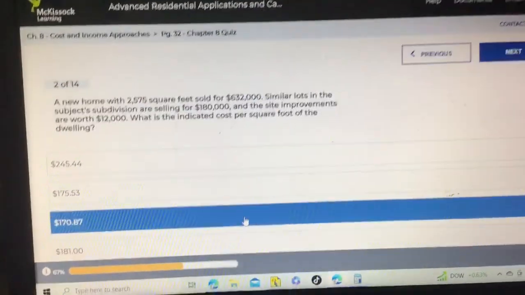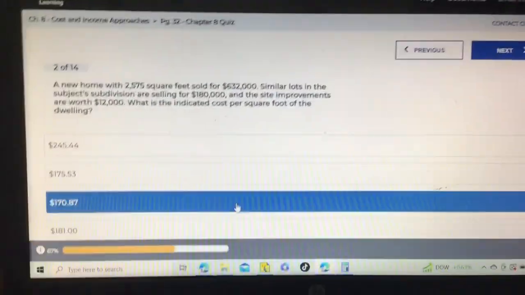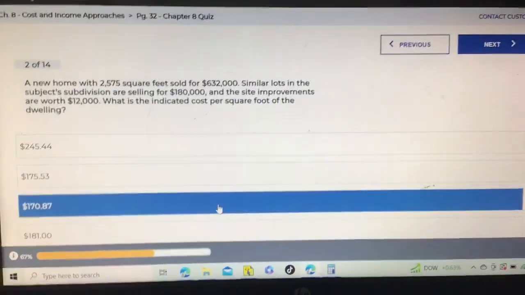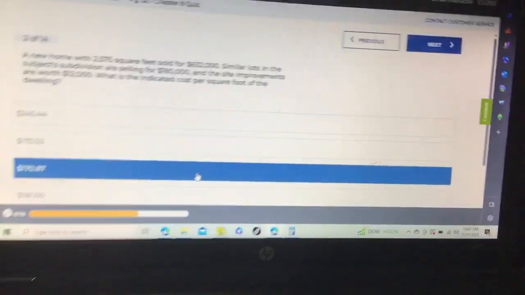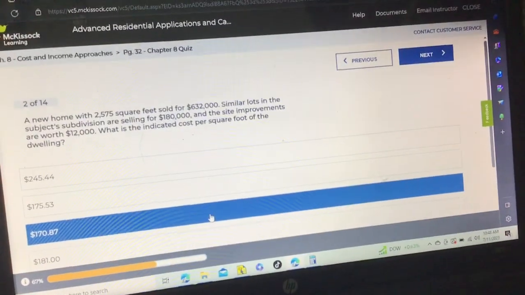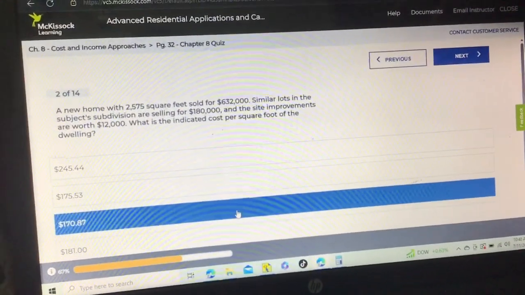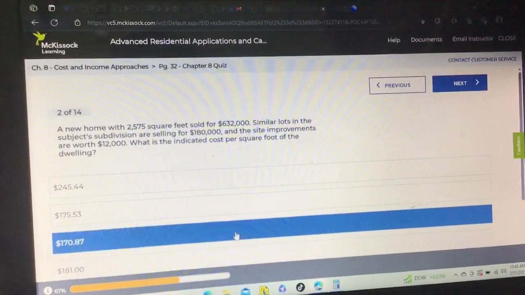So the takeaway on that one is this one only has 3 phases, very similar to the other one that we were doing, except this one you don't divide it by the estimated cost new of the dwelling. This one, at that point, all you got to do is divide it by the square foot, which is going to give you your cost per square foot.